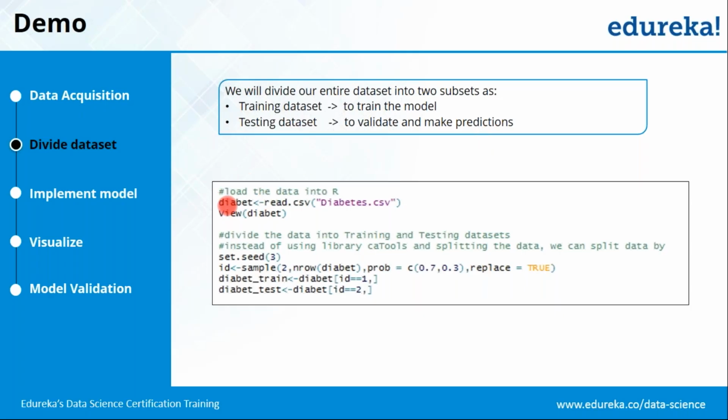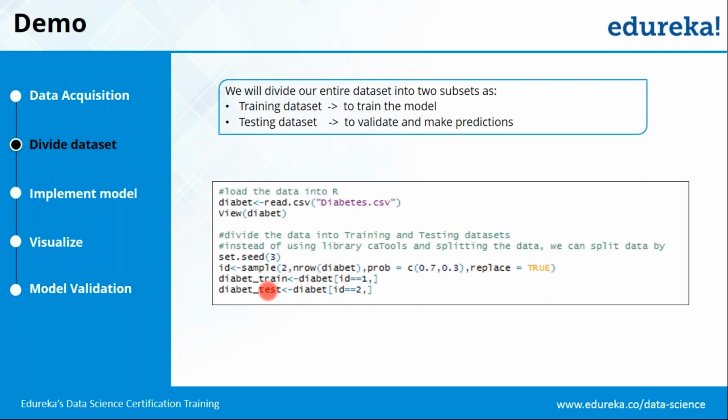Now for this, firstly, we have loaded our data set, diabetes.csv, in CSV format into R, right? To have a broader view of our data set, we have used another command, view, right? The next step to divide the data set is the sample function, and we have divided our entire data set in the ratio of 0.7:0.3, which means that 70% of our data set will be the training data set, and the remaining 30% will be our testing data set, right? So this is how we have split our data set into two parts. Now we have passed our training data set into another variable, diabetrain, and similarly we have passed our testing data set into another variable called diabetest.